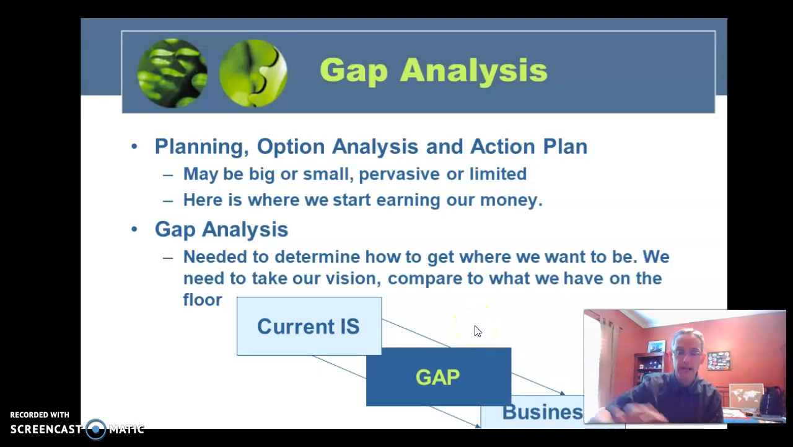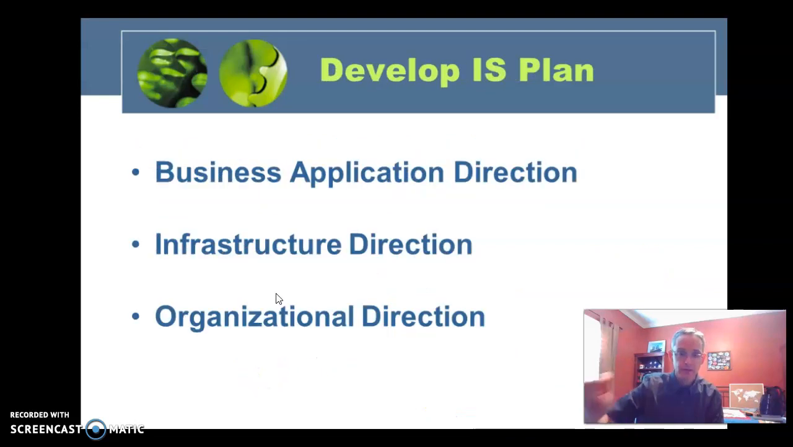The gap analysis is going to be key to determining where we want to be, how we're going to get there. And so we come up with this current IS, you've got this gap, and you've got a business architecture that's going to flow out of it. So we've got to develop the IS plan. That means we're going to have an application direction, an infrastructure direction, and an organizational direction. Those three pillars are really going to drive what we're doing in information services and how we're deploying.